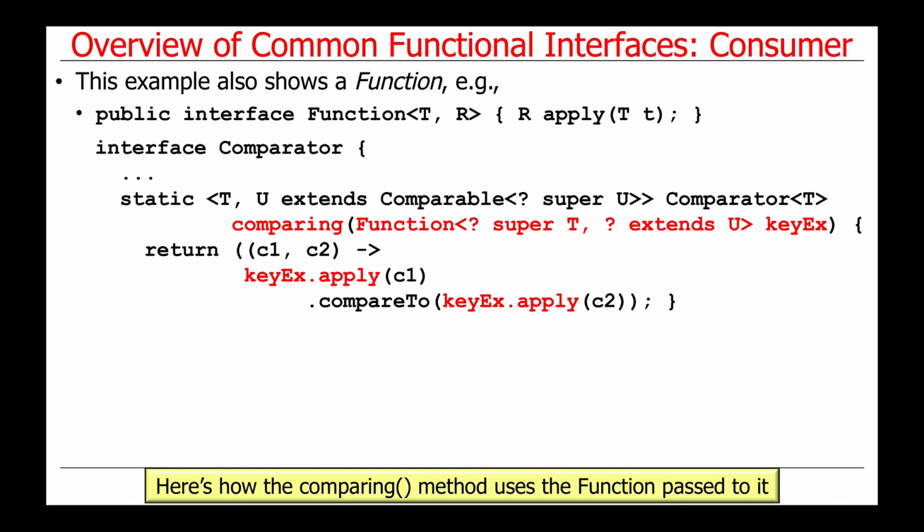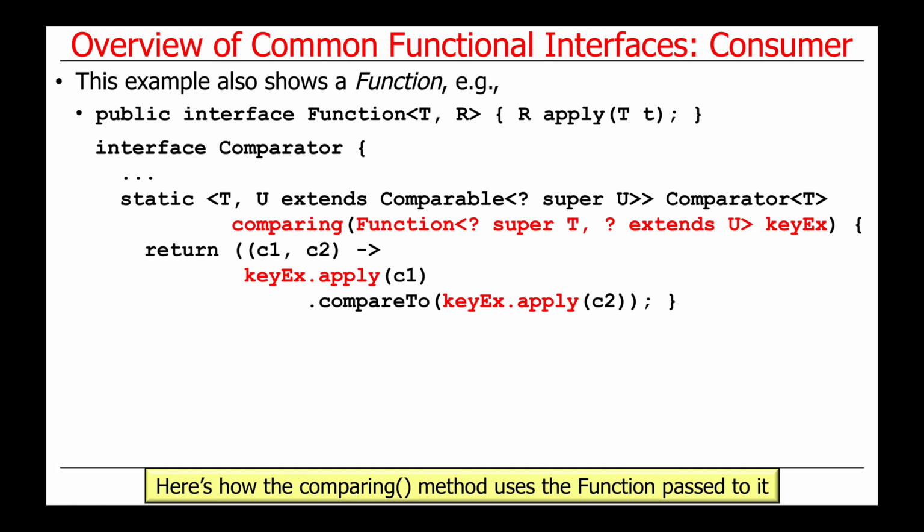This is part of the Comparator interface that's part of the Java class library. And so what you see here is the Comparator has a method called comparing, and this method takes a function, called keyX, for key extraction or key comparison. This is part of the Java library. The comparing method is going to use this to compare the two parameters that are passed here, C1 and C2, which are the two values we're comparing.